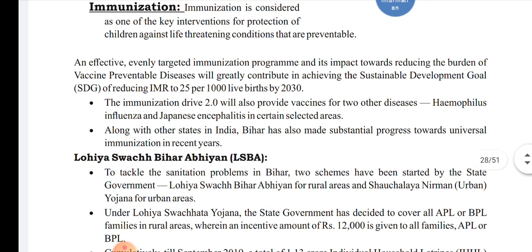And the immunization drive 2.0 will also provide vaccine for two other diseases. Again, an important point, these two diseases are Haemophilus influenzae and Japanese encephalitis. So these two, apart from those seven, are also added in that, so please take note of it.